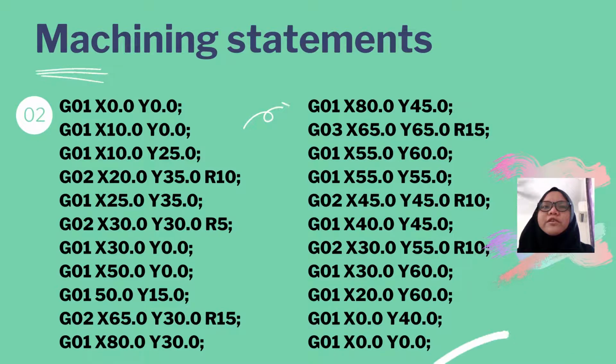In the program, G01 is for linear interpolation, G02 is for clockwise circular interpolation, and G03 is for counterclockwise circular interpolation. As shown, we entered the code in this slide by inputting the G-code, x-axis, y-axis, and radius by referring to the table.